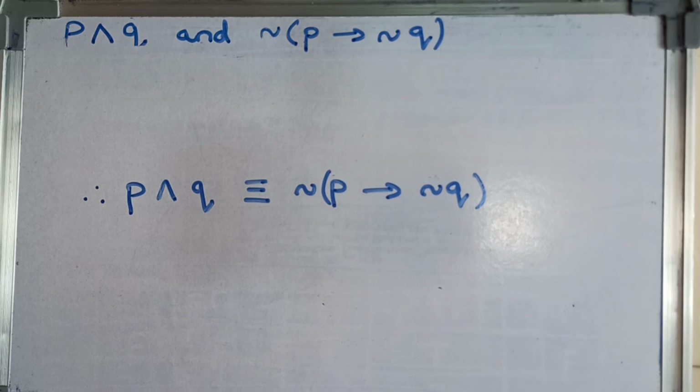You can keep solving more such sums and prove whether the given statements are logically equivalent or not. If they are not equivalent, we can just put a slash here and say that the statements are not logically equivalent.